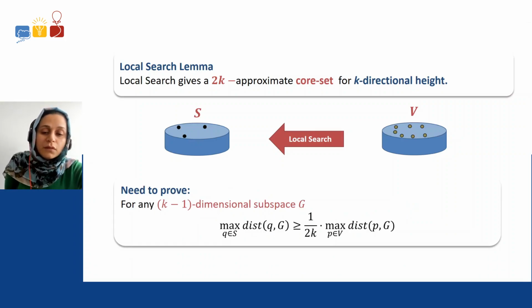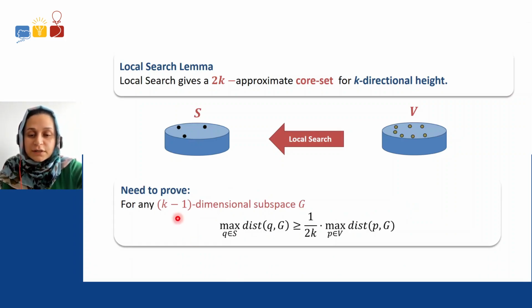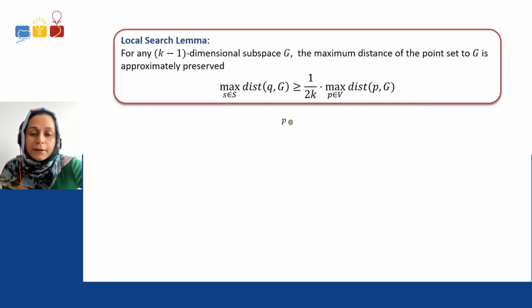Okay? So more precisely, for any k-1 dimensional subspace G, the maximum distance of the points in S to G is not much smaller than the maximum distance of all the points in V to G. Okay, and the approximation factor we're shooting for is just 2k. So let's see an overview of the proof in one slide by picture.